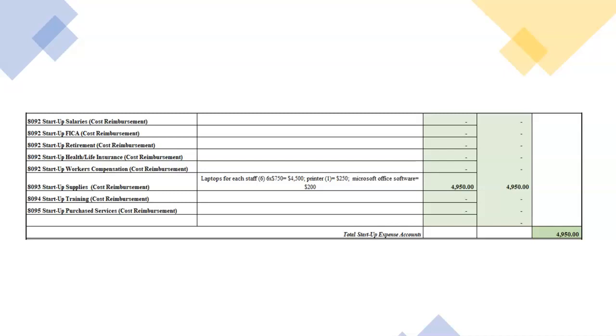Generally, supplies include any materials that are expendable or consumed during the course of the project. Only include supplies that are startup supplies. These funds are cost reimbursement funds. In our example, we're utilizing expense line 8093. In this sample program budget, we are utilizing laptops, which we're purchasing a total of 6 for $750. We're also purchasing one printer and then the Microsoft Office software for $200.